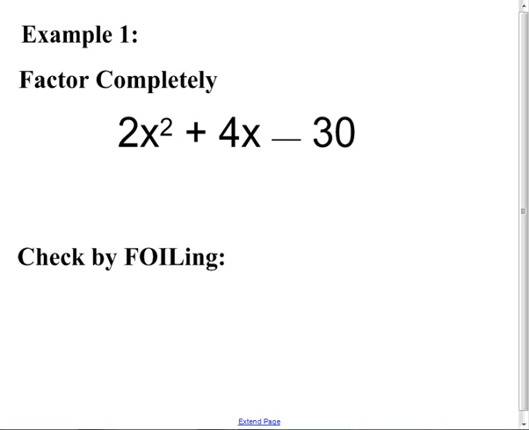Okay, Ray. I want to factor completely. First thing I'm going to do is find the greatest common factor. If you always do that first, it makes life easier. So we're going to factor out the greatest common factor. Lalo says it's 2.